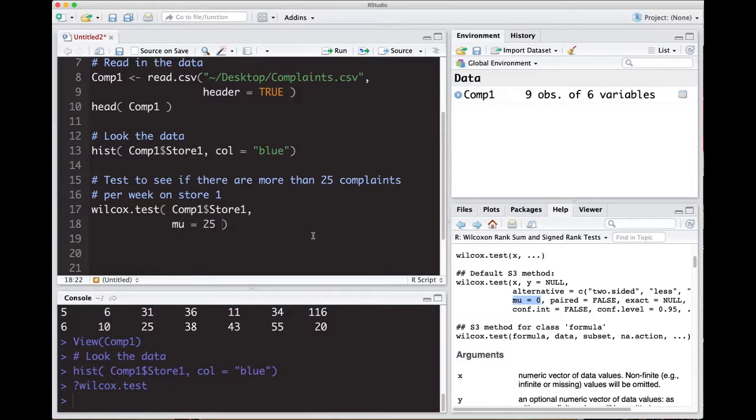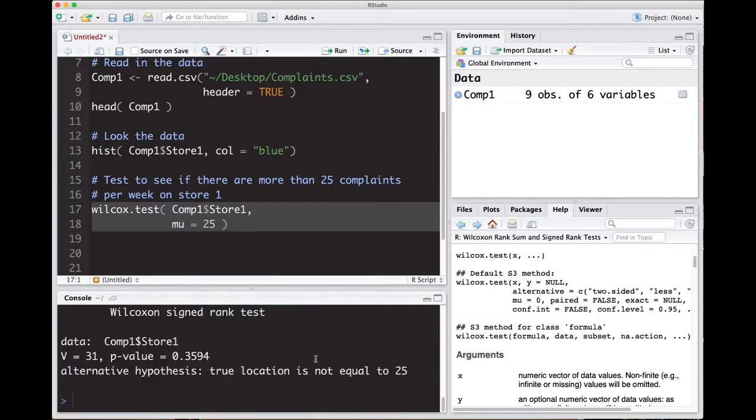All right. So we're not doing anything paired. We're not worried about exact right now. We don't really want a confidence interval. So we're going to do a two-sided test here. Let's see what this produces. So it gives us the Wilcoxon signed rank test.